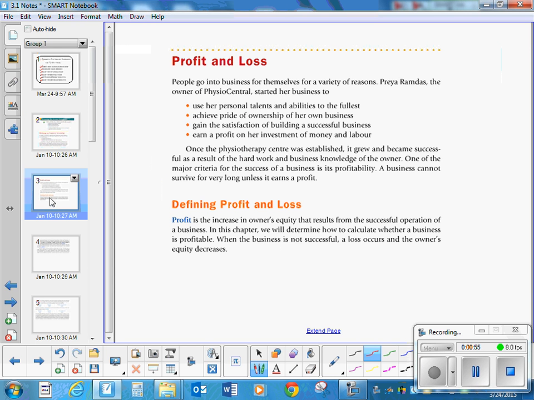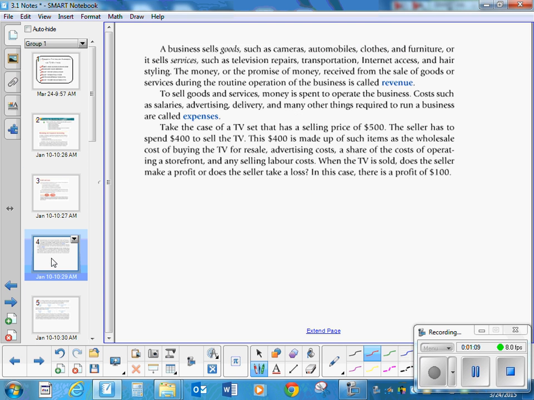Okay, so profit and loss. The reason why your company is in business is to make money. When you make money, it's called a profit. Unfortunately, sometimes your business will also lose money. If you are making money, we're going to call that revenue. If you are using money to make money or to operate your business, we're going to call that expenses.